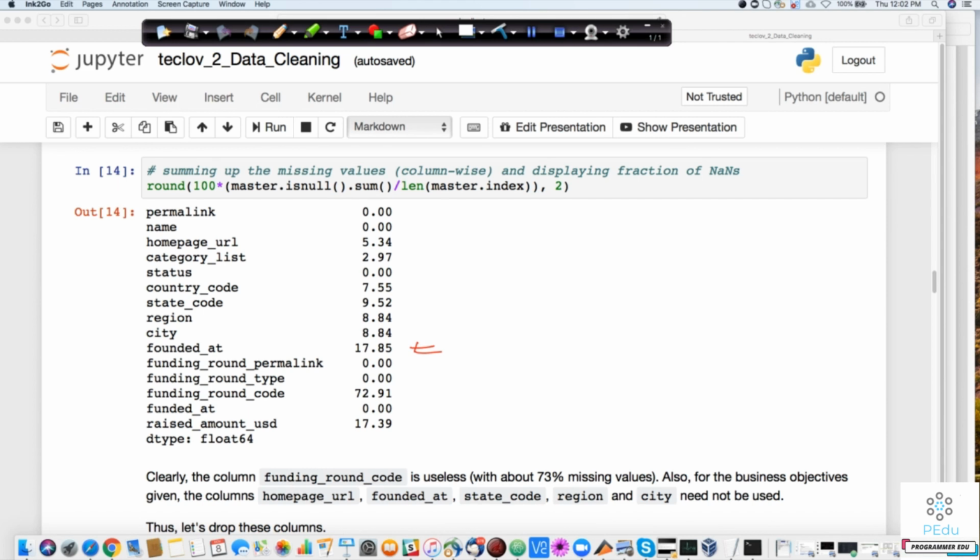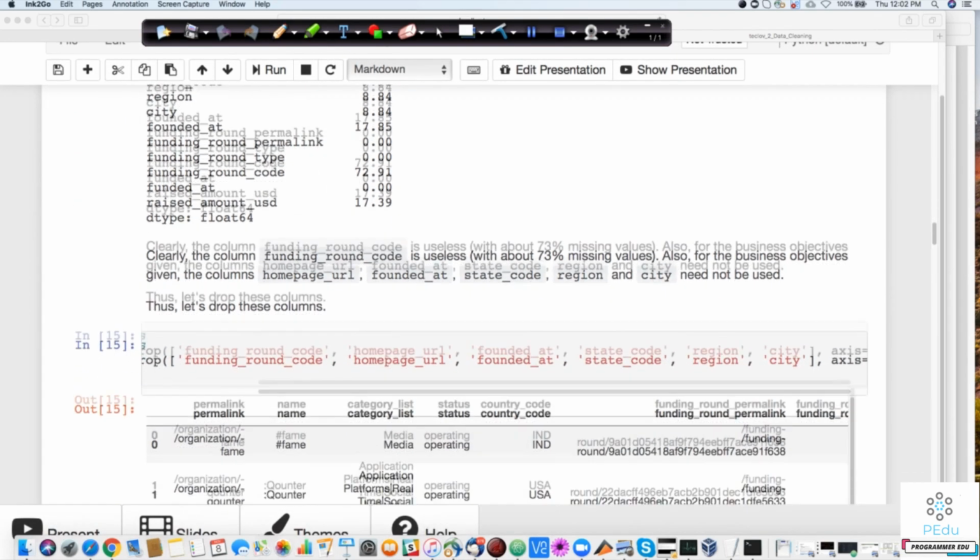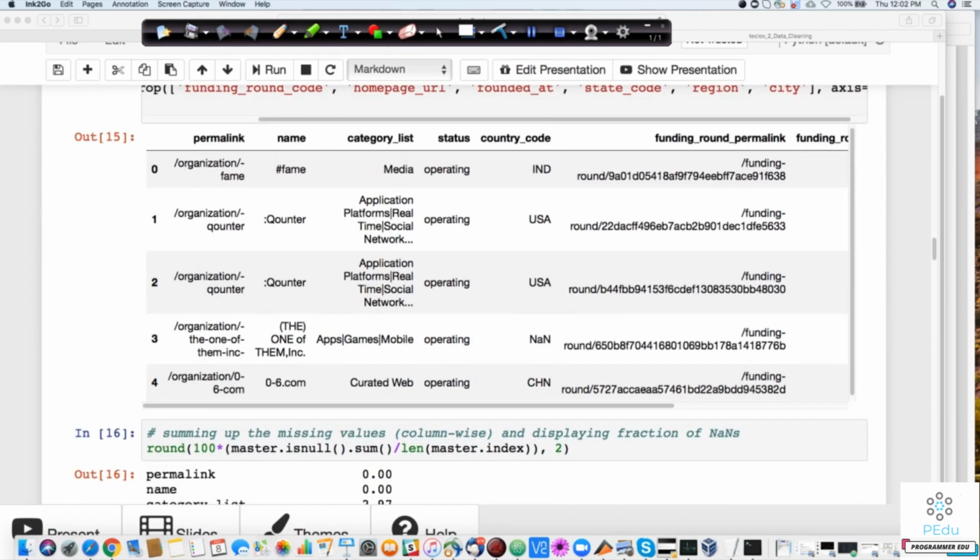Similarly, if you look at some more columns, let's say homepage URL, from a business point of view, it may not make sense. Similarly, if I look at some other column, let's say founded at, this is basically a waste column. Funded at may be useful, so let's keep it. Similarly, we have state code, region, city. From the business perspective, these columns may not be useful, so I would like to remove them. Let's drop all these unnecessary columns.